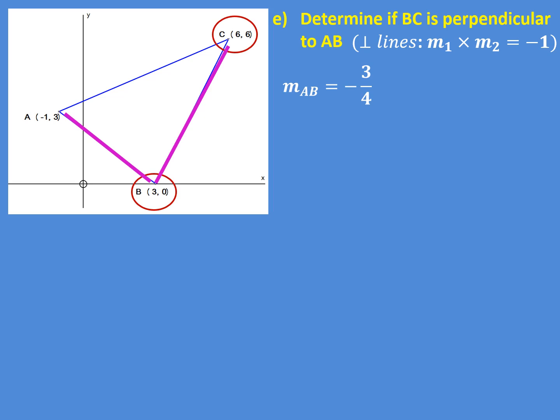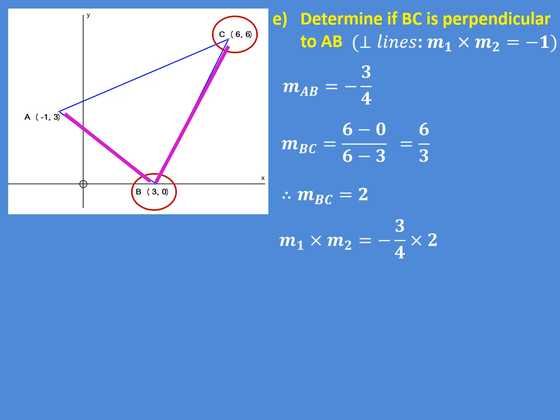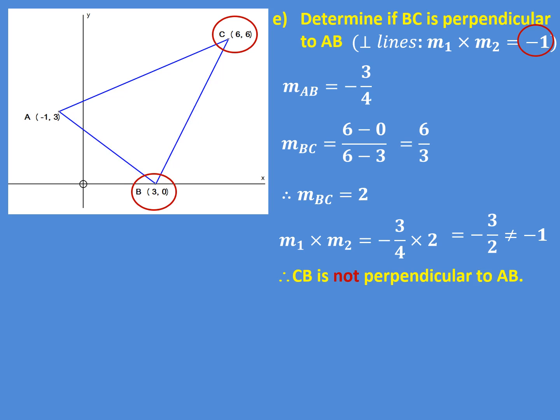So BC, we're going to go y2 minus y1 over x2 minus x1. And I've chosen to use C first. So 6 minus 0 over 6 minus 3. And I end up with 6 over 3, which can simplify to 2. So now if I want to prove if these lines are perpendicular or not, I'm going to multiply those two values together. So minus 3 over 4 times 2, I end up with minus 3 over 2. But I should end up with minus 1, and I don't. So if I don't end up with minus 1, it means that CB is not perpendicular to AB.